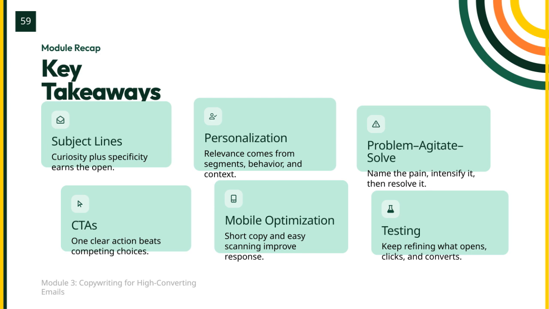Mobile optimization is essential since many users read emails on their devices. Concise copy and easy-to-scan layouts improve engagement. Finally, continuous testing is key. Keep refining your approach to maximize opens, clicks, and conversions. These principles together create powerful, high-converting email campaigns.